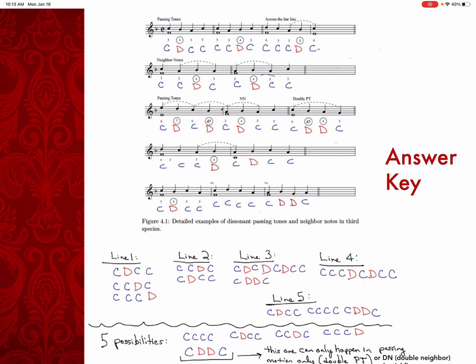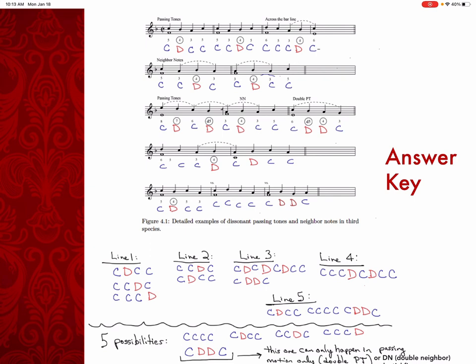All right. Third line where it says passing tones. C, D, C, D, C, D, C, C. This one was interesting because we had a passing tone, another passing tone, and a neighbor. Now see the double passing? This is a possibility where you can have two dissonant notes in a bar. And I want to point out that the only possible way you can do that is to have stepwise motion.